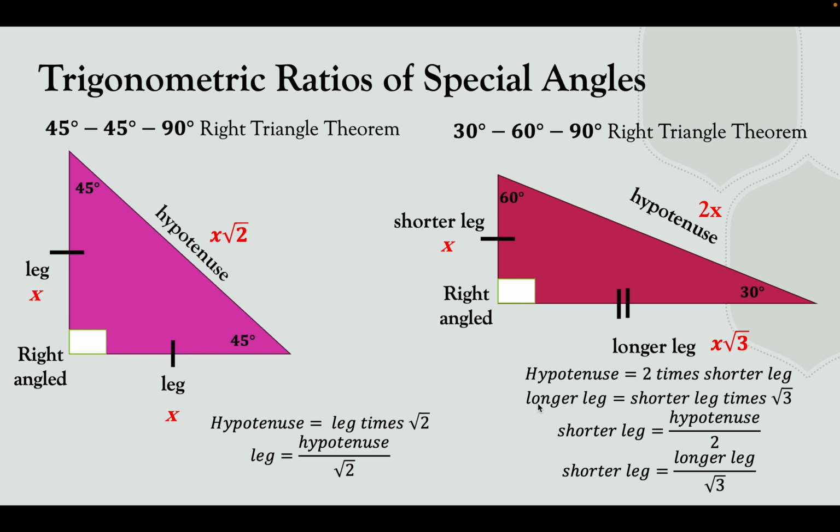In finding the hypotenuse, given the shorter leg, the formula is 2 times the shorter leg. In finding the longer leg, we have shorter leg times square root of 3. For the shorter leg, we have two ways to find it. If the given is the hypotenuse, you will use hypotenuse divided by 2. If the given is the longer leg, you will use longer leg divided by square root of 3.